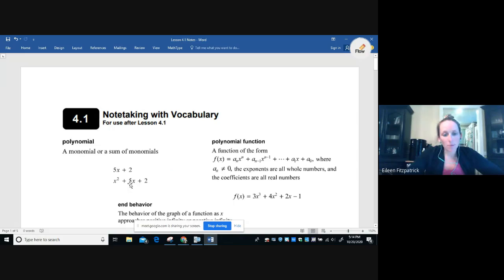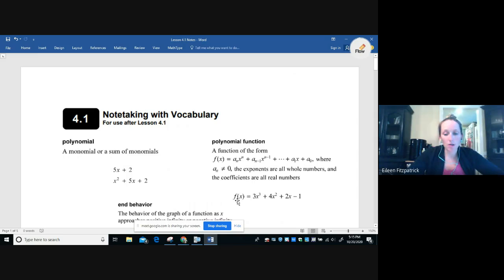The next is another polynomial. It's a 3-term polynomial, so it's called a trinomial. All right, polynomial functions, a function of the form f of x equals a sub n x to the n plus a sub n minus 1 times x to the n minus 1 plus dot, dot, dot, where a sub n cannot equal 0. The exponents are all whole numbers, and this is important. They're all whole numbers, and the coefficients are all real numbers.